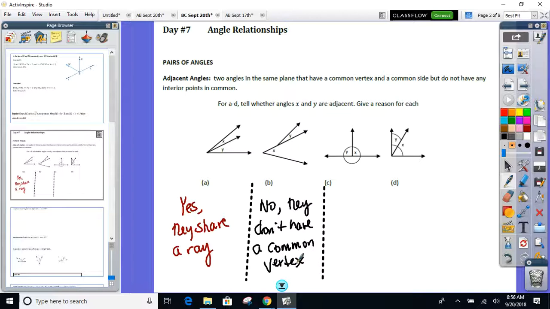Okay, C, just so you know, angle Y is this angle right here. I don't know why they put a big circle there, but angle Y is this angle. Angle X is that angle. So there's no need for the bottom. Do we think they're adjacent or not adjacent?